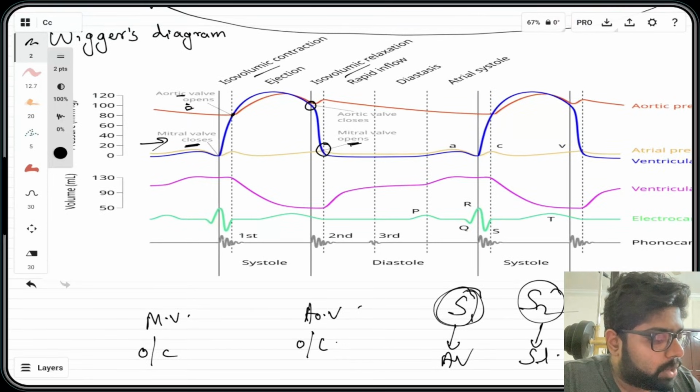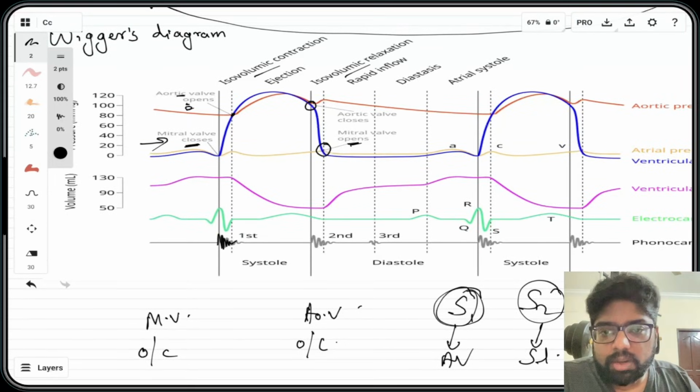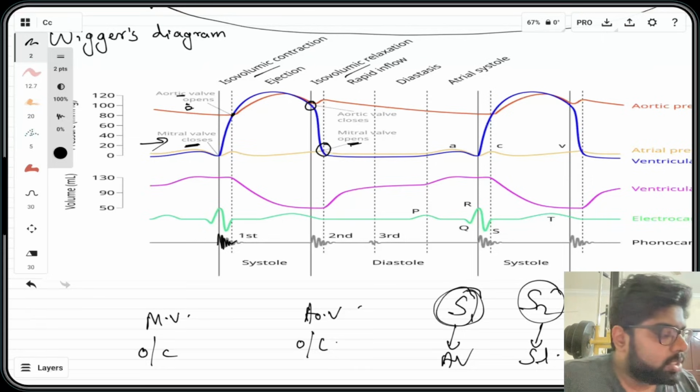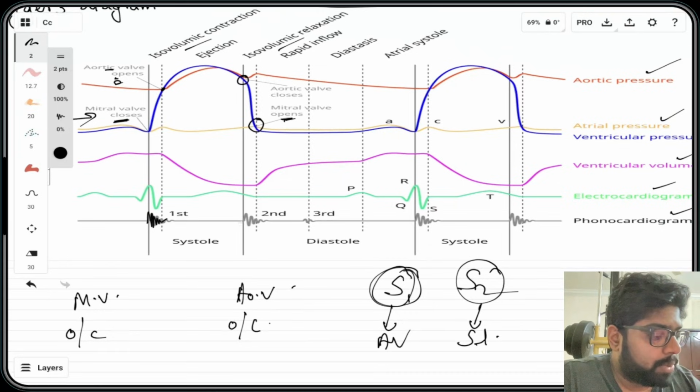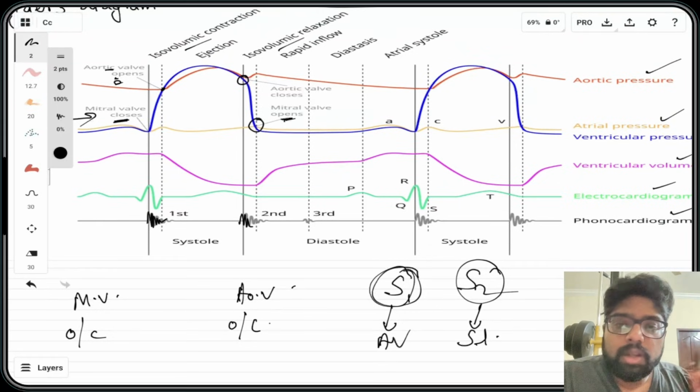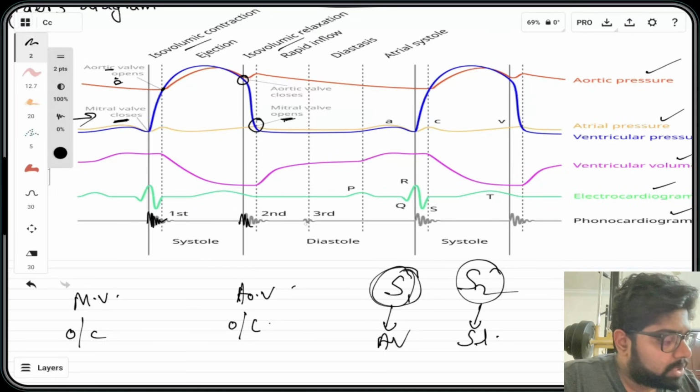So in the phonocardiogram, you can see a recording there of S1. What about S2? S2 happens because of the closure of the aortic valve. So S2 happens here. Now you can also see two other recordings here. One is S3, which is represented here, and the other one is something known as S4.